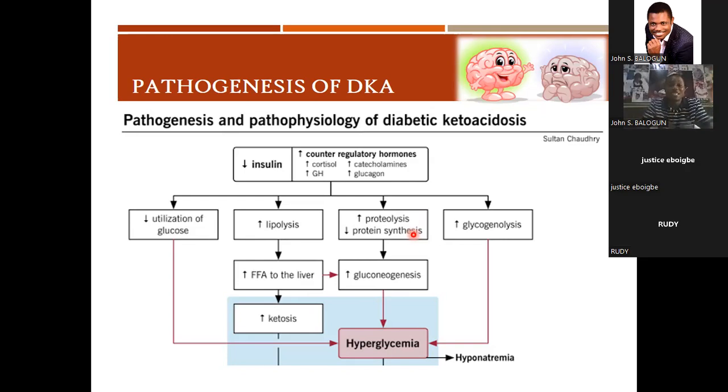When there is insulin, there is anabolism. So insulin production results in anabolic state. Why? Lack of insulin results in catabolic state. So get that one very clearly too.